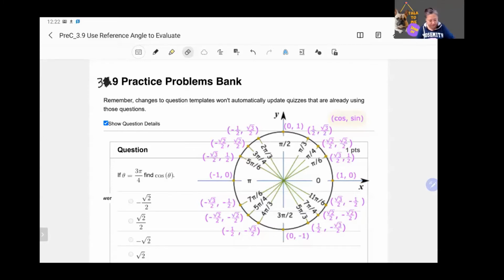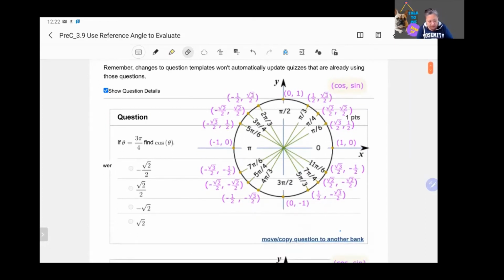Here we go. All right, so this is all 10 problems that are assigned for 3.9 practice problem here. The key is we are evaluating the exact values of sine, cosine, tangent, and including the reciprocal ratios, cosecant, secant, cotangent of any given angle, and by using the reference angle here, okay?